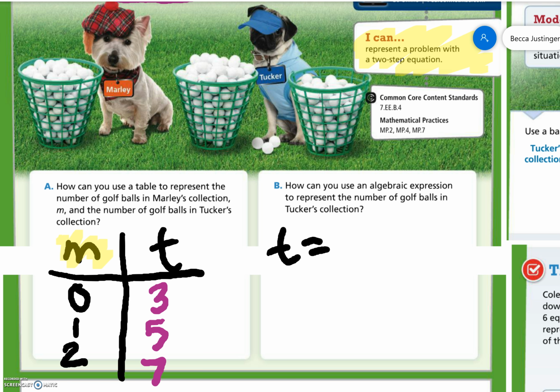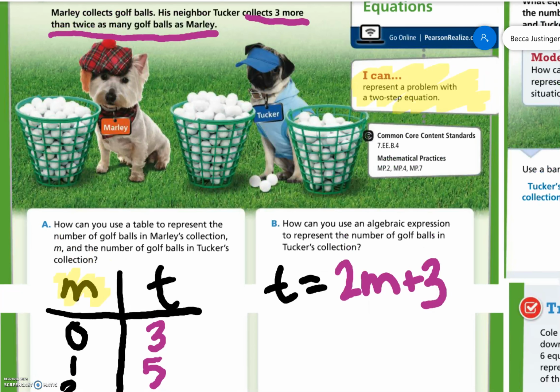So basically the whole time what we did was we took twice the amount Marley collected, and then added 3. It's very important to pay attention to these key words. 3 more, which means we're adding 3. And twice, which means we're multiplying by 2.